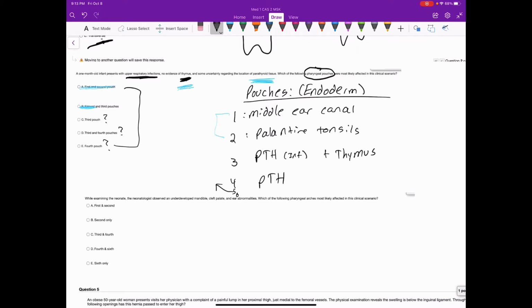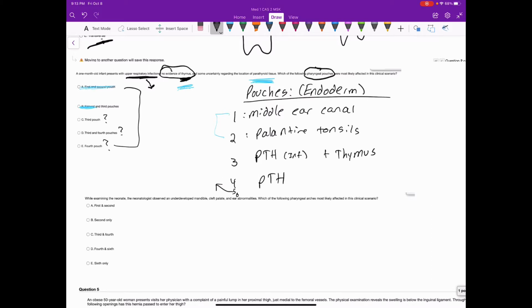Okay, so now, upper respiratory infections. If you don't know anything about them, it's fine. You can still answer this question. Thymus. So no evidence of thymus. Okay, so what does this mean? There's no evidence of a thymus, and some uncertainty regarding the location of the parathyroid tissue. Where was the parathyroid tissue?